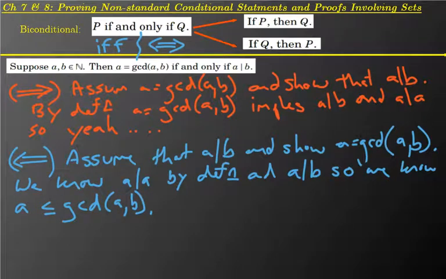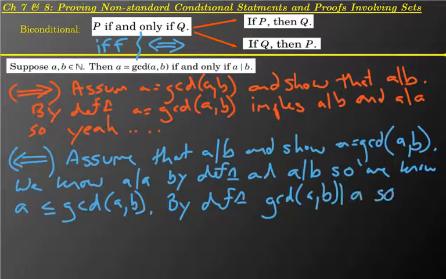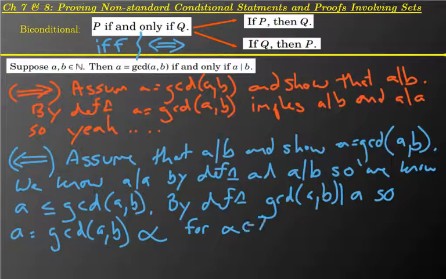And really the problem just becomes showing that it is the GCD. So we have that by definition, the GCD of A and B would divide A. So basically we can say that A equals the GCD of A and B times something like alpha, for that alpha in the integers.